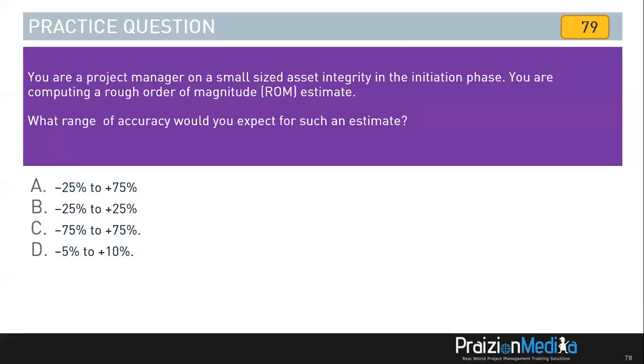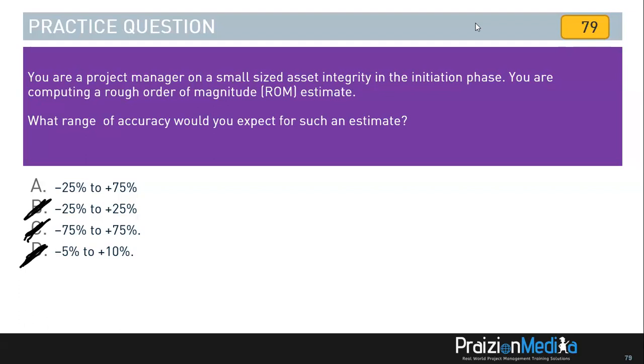You are a project manager on a small-sized asset integrity project in the initiation phase. You are computing a rough order of magnitude ROM estimate. What range of accuracy would you expect for such an estimate? Do hit the pause button for more time. I will reveal the answer shortly. When we're talking a rough order of magnitude, it is not very accurate. So you could guess by taking a look at the one that is so accurate, you immediately know it cannot be D. That is pretty accurate. It is not C because the numbers don't match. And B is a little bit too accurate for it to be a rough order of magnitude.